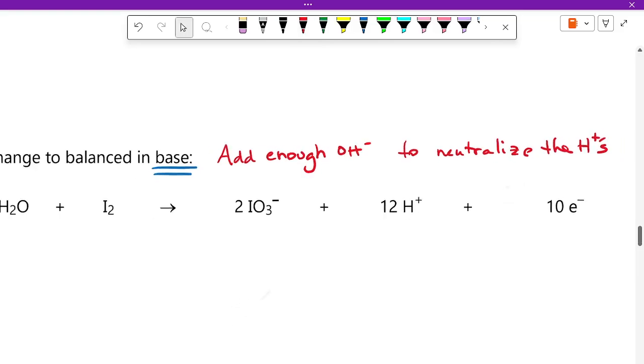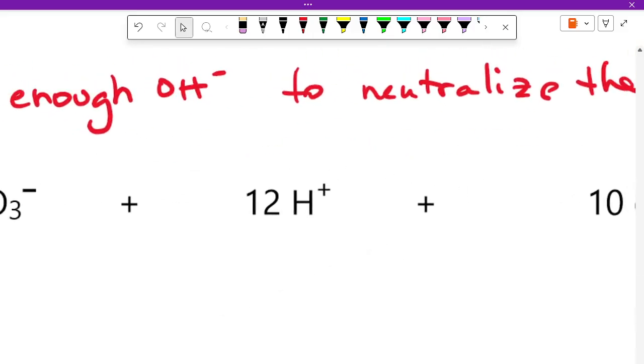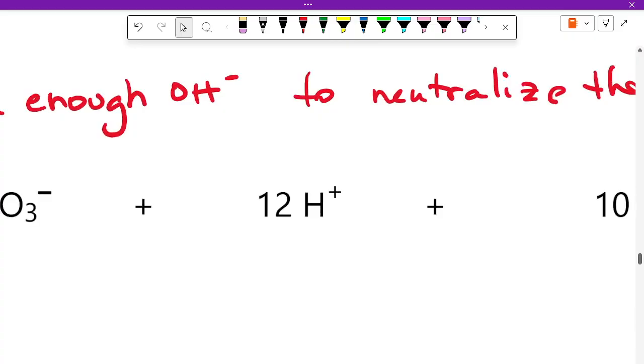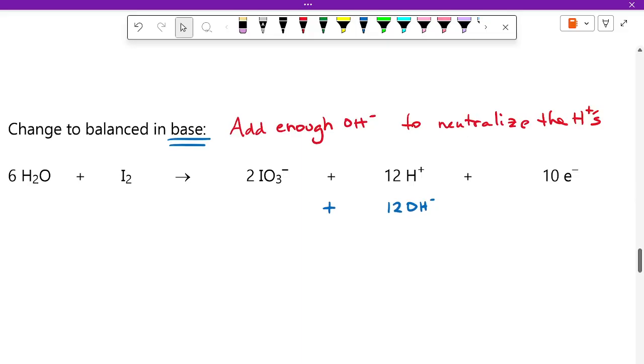So, how many H pluses do we have? We have 12. So what we're going to do is add 12 OHs. But we have a little problem. And our little problem is that this reaction was balanced. Yes, we balanced it in acidic solution.